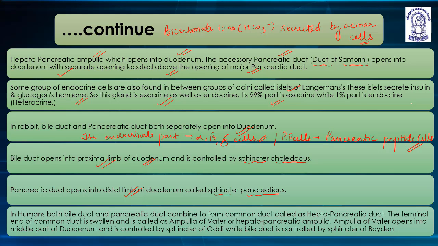So the PP cells, the pancreatic peptide cells, are additional cells present along with alpha, beta, and delta cells. Alpha cells are concerned with the secretion of glucagon, beta cells with insulin, and delta cells further regulate the secretion of insulin and glucagon through somatostatin. Somatostatin works on a feedback mechanism to regulate the secretions of glucagon and insulin.